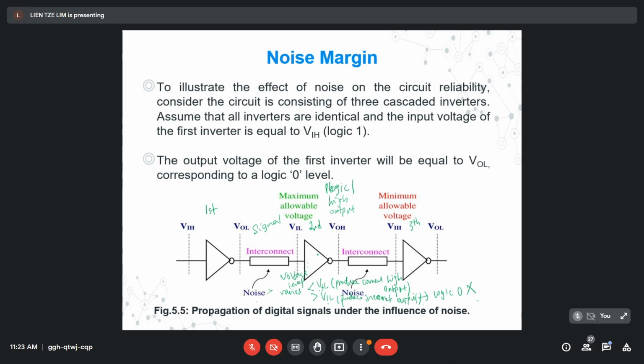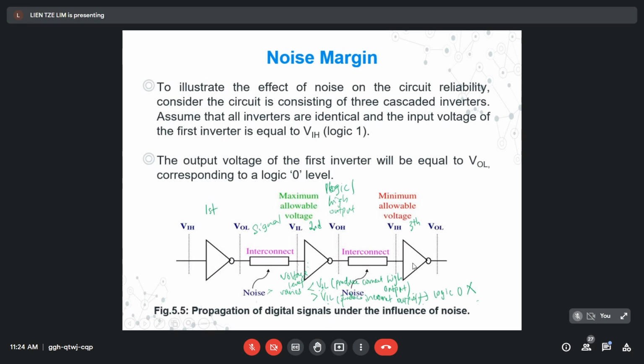Okay, so the noise margin is about how much the voltage can fluctuate within the given voltage, how much the value can drop and then increase. We have to make sure that the output that is produced is correct. So for the third inverter, it is also the same concept. You can read back to understand the operations of this whole circuit.